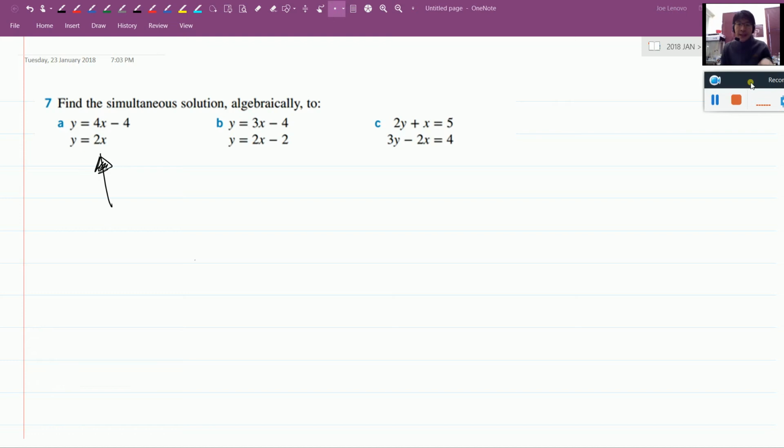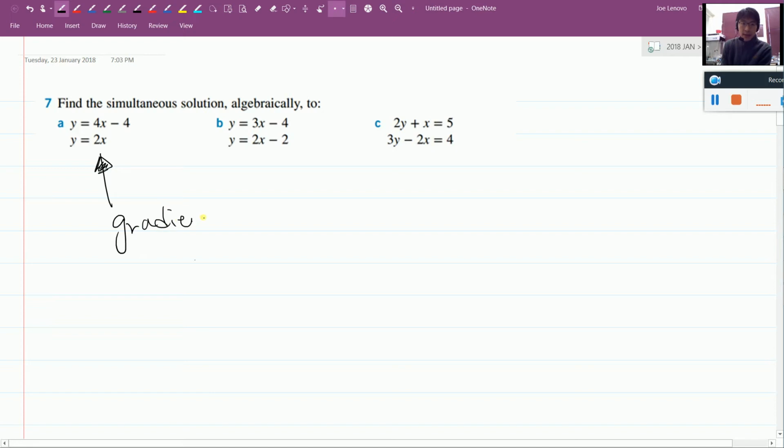Let's begin. If you have the handouts I gave you last time, it's about simultaneous solutions, and we try to solve two linear graphs. Here are two equations. One is y equals 4x minus 4. The other is y equals 2x. We call this the gradient intercept form. When it's in gradient intercept form, the last number is the intercept, and the number in front of x is the gradient.